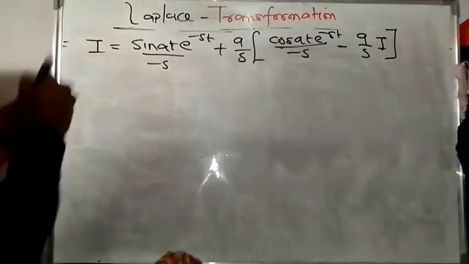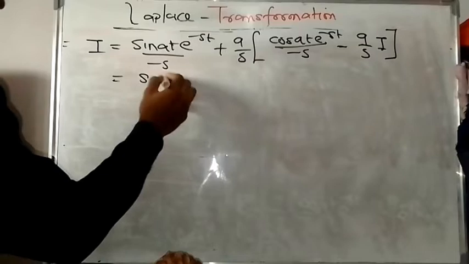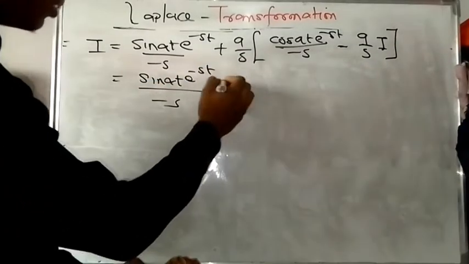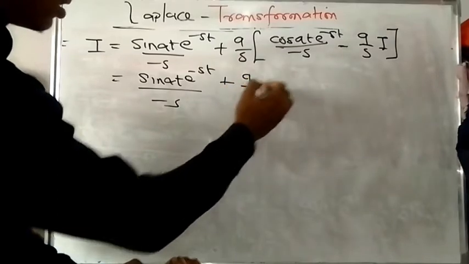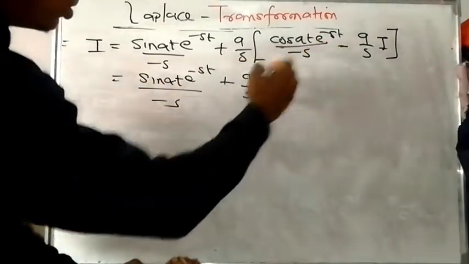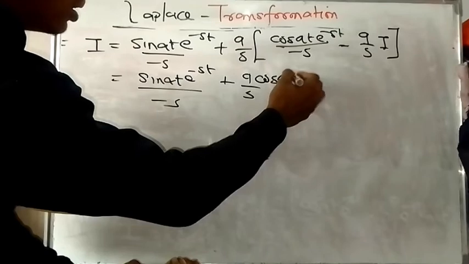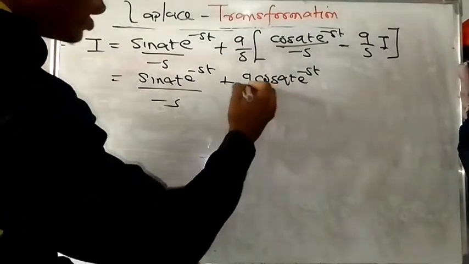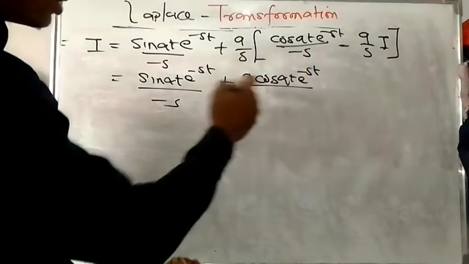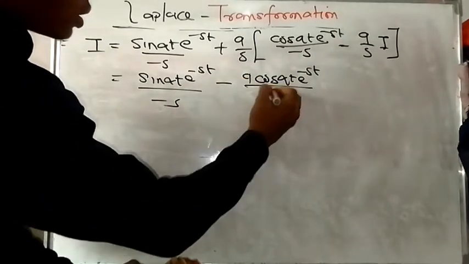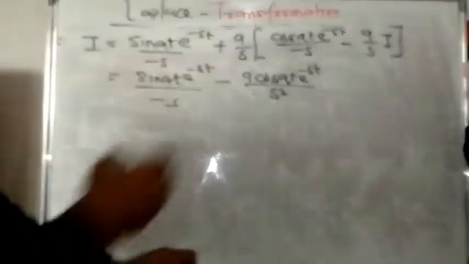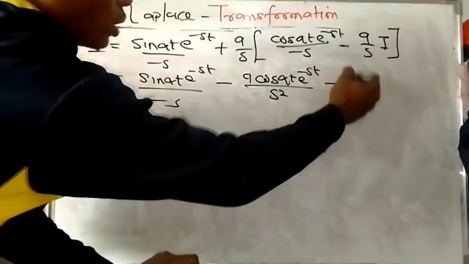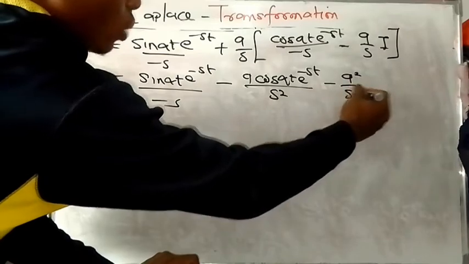So evaluating, multiplying through by the plus sign, we have sine at exponential minus st divided by minus s plus a over s times, multiplied through this, we have a cos at exponential minus st divided by plus times minus, that's minus. So this becomes minus s squared, right? So plus a over s times minus a over s, we have minus a squared over s squared I.